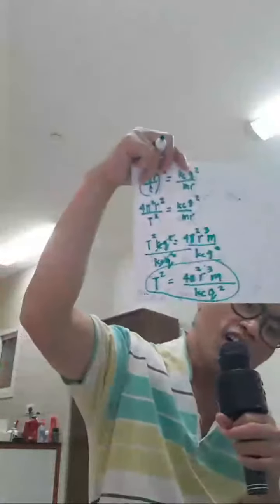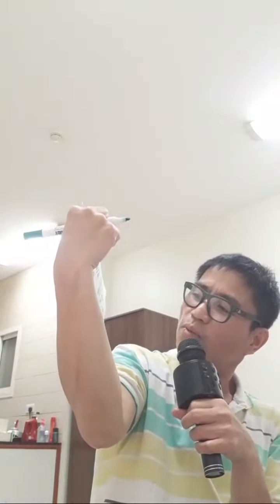Okay, that's how it goes. So our final formula will be T squared is equal to 4 pi squared R cubed M over KC Q squared. This is our formula. T squared is equal to 4 pi raised to the power 2 times R cubed times M over KC Q squared. Now, it's very easy to look for the problem solving.